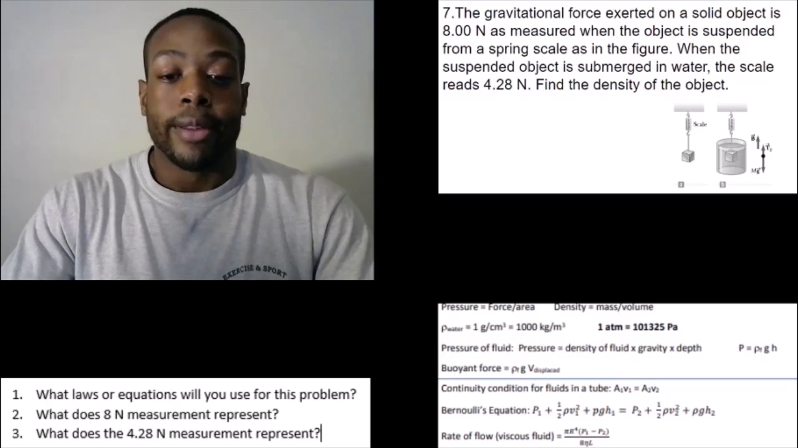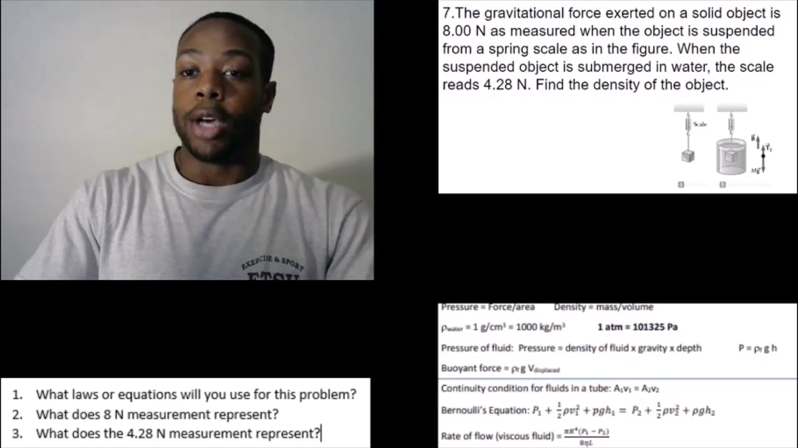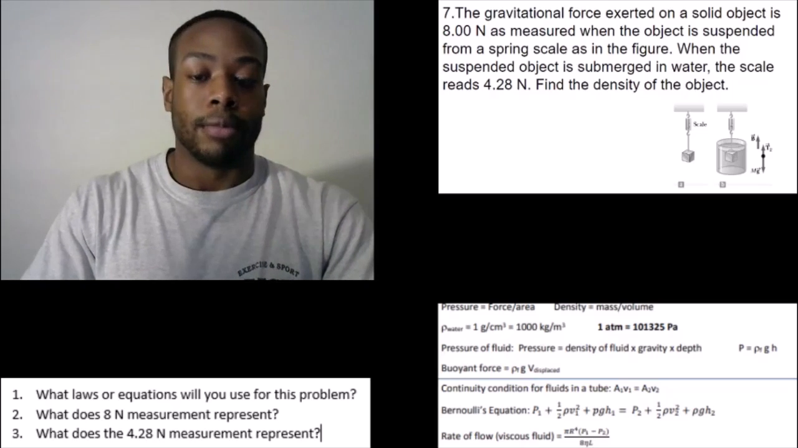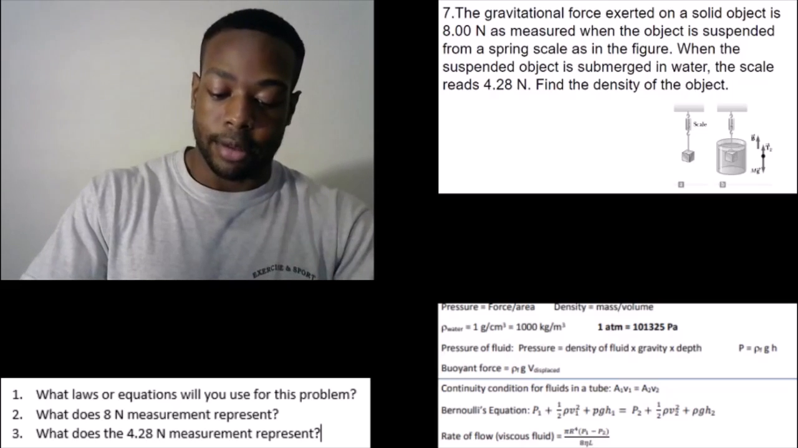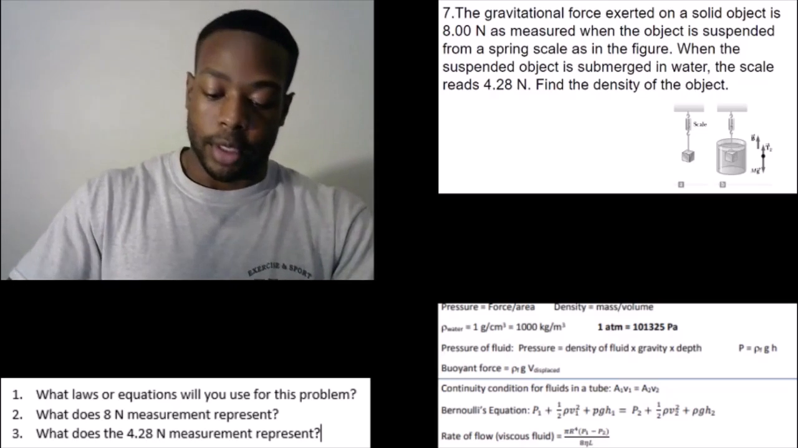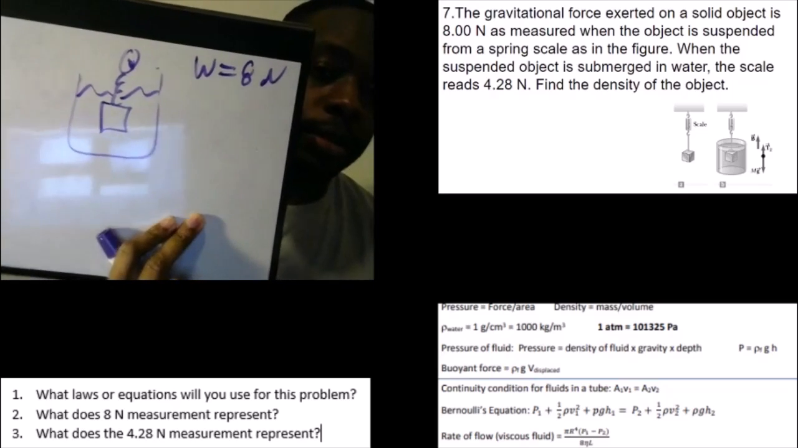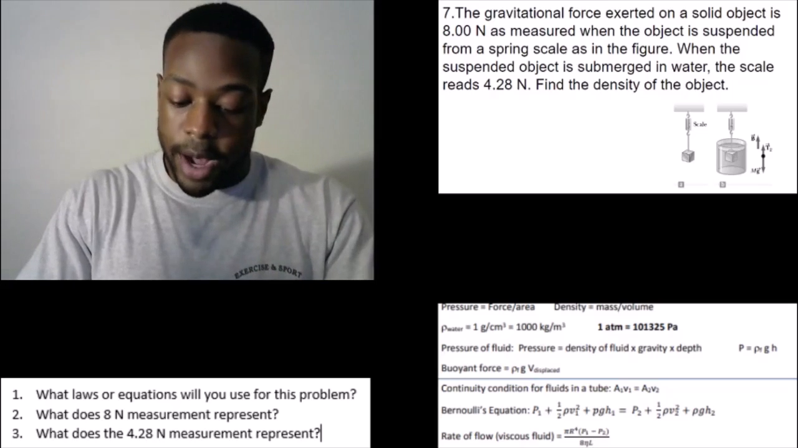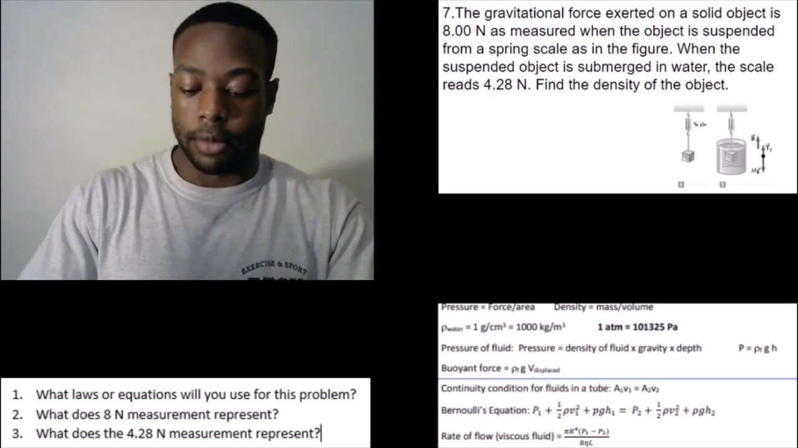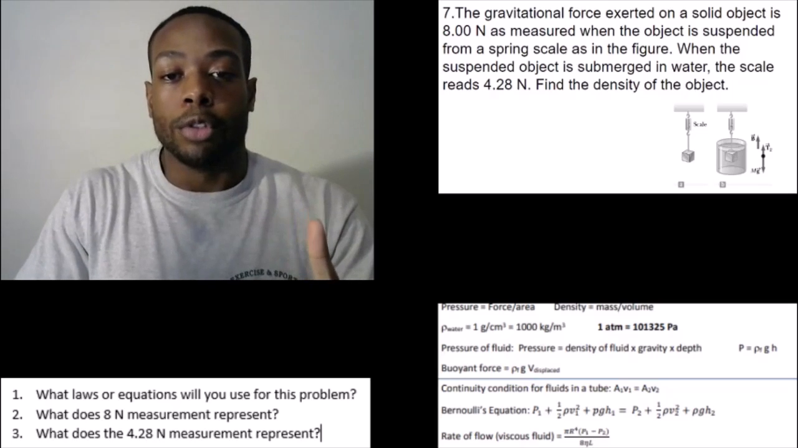We also want to know, what does the 4.28 newton measurement represent? So let's draw that scenario. We've got the object submerged in water now. So draw that. So here is my new picture. Same thing, but the object's now in water. Free body diagram. We of course have the weight going down. We have two forces going up now, right?